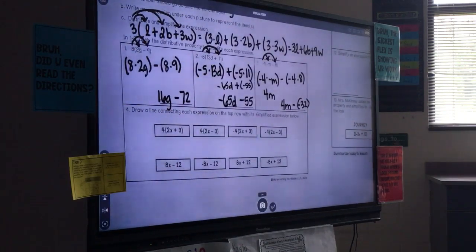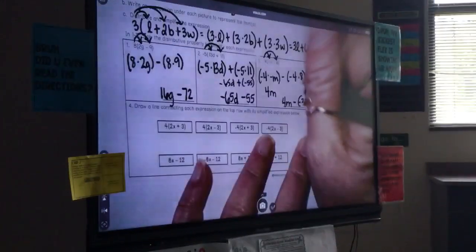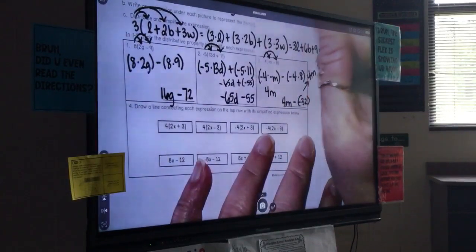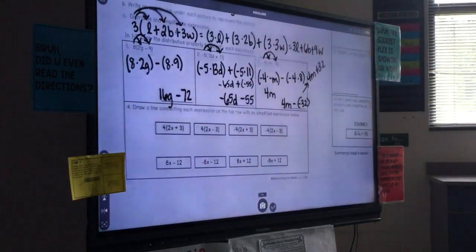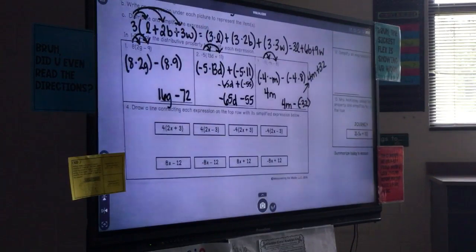Why is that not right? Audrey? Nope. Has to do with your negatives, your negative and your minus. The correct answer for this one is 4m plus, or negative, sorry. Negative, no. 4m plus 32.